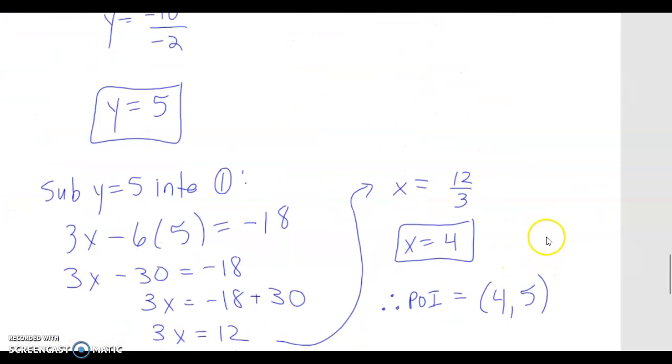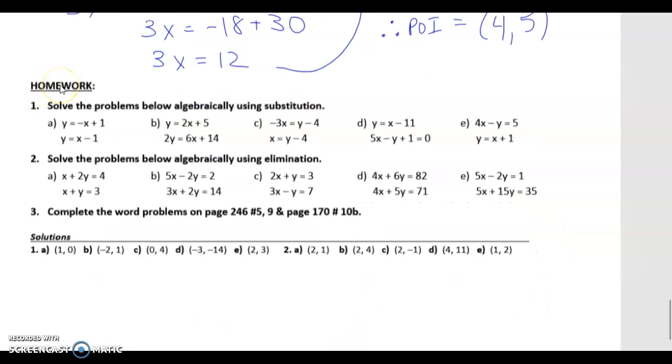Okay, so for homework, I've set up 10 problems for you here. I'm going to have you do 5 using substitution, because you'll notice there's always something isolated. So negative 2y, positive y, negative y, 4x, 4x, 5x, 5x. So go ahead and try those problems out algebraically.